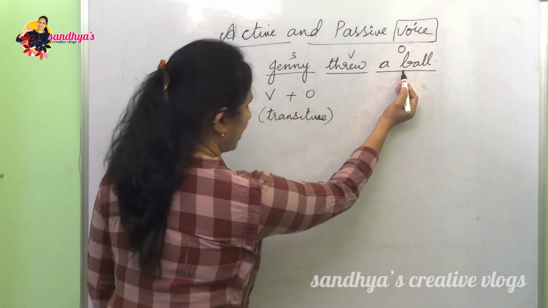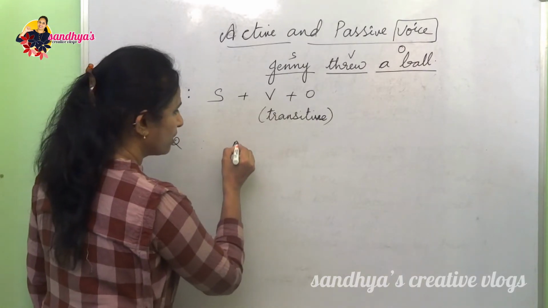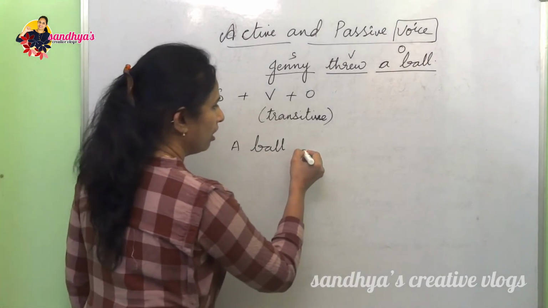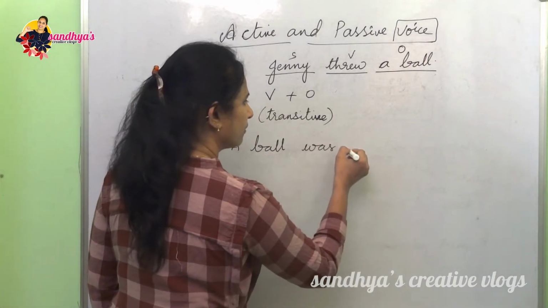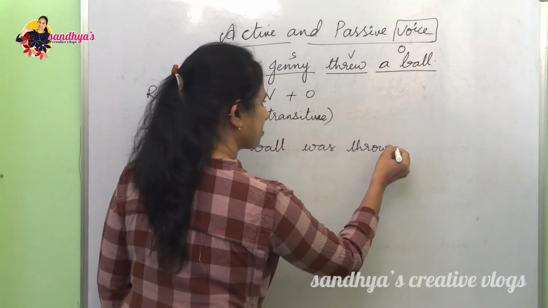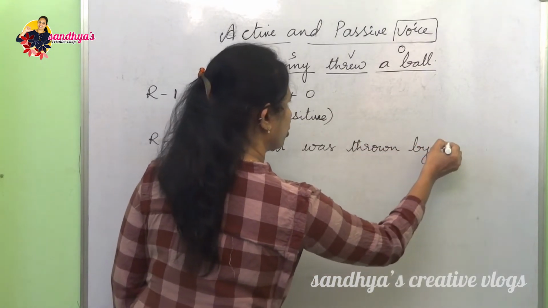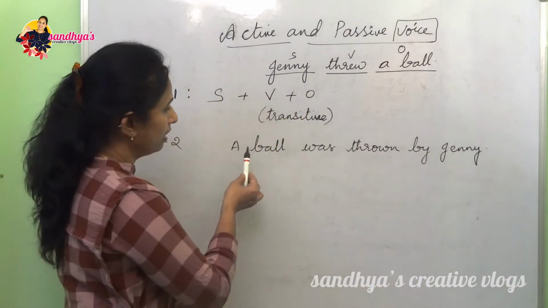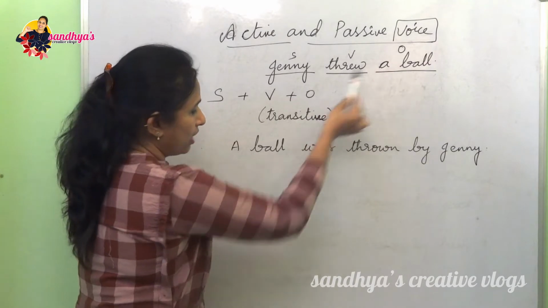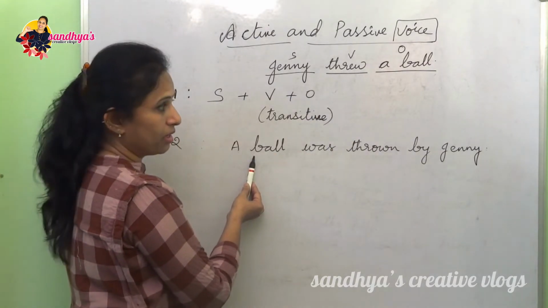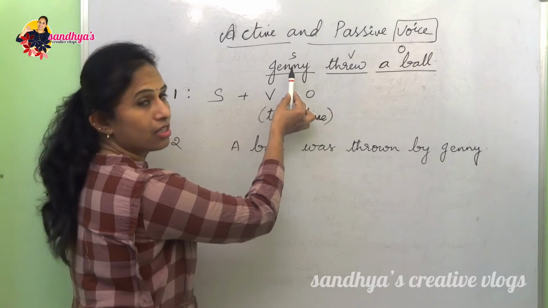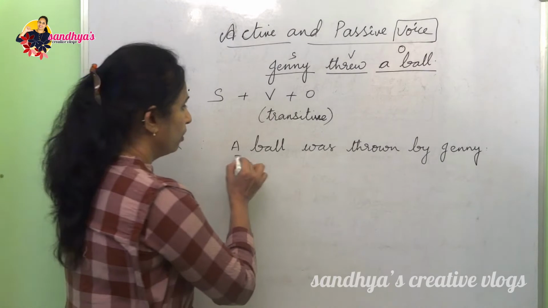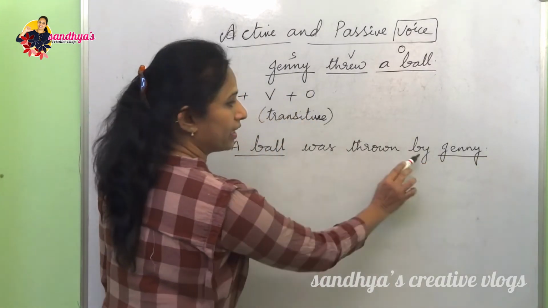Now here it is, the object. I am taking the object as the subject of the sentence at the beginning: A ball was thrown by Jenny. Now look at the placements of the subject and the object here. A ball, which is considered to be an object, has become the subject in the next sentence, I mean the passive voice. And Jenny, which is considered to be the subject, has become the object of this particular sentence. Now, you focus only on this one, just forget about this.